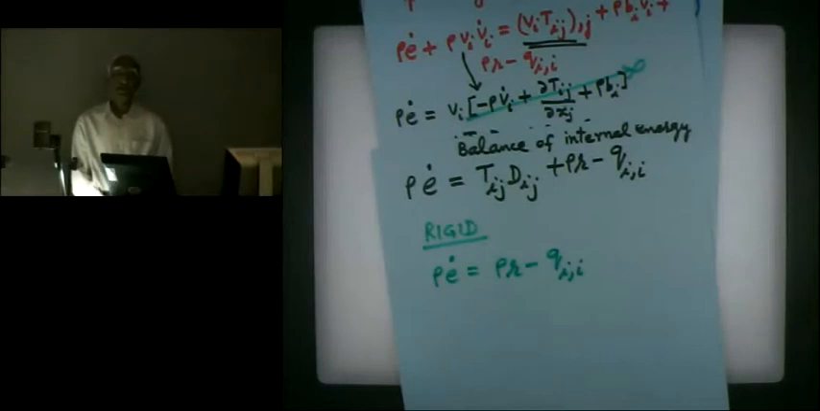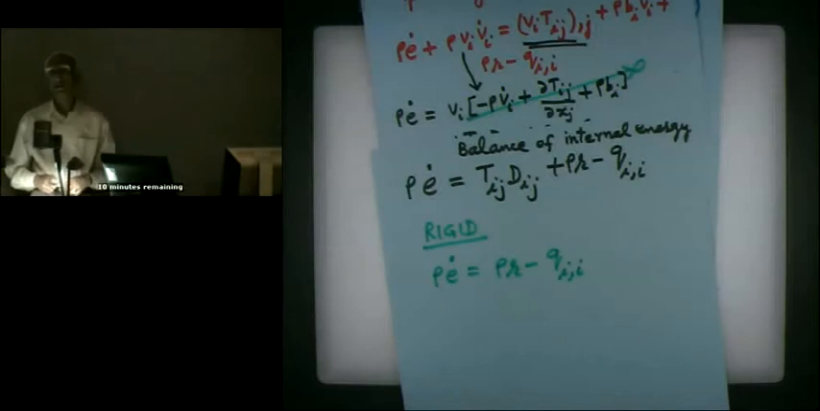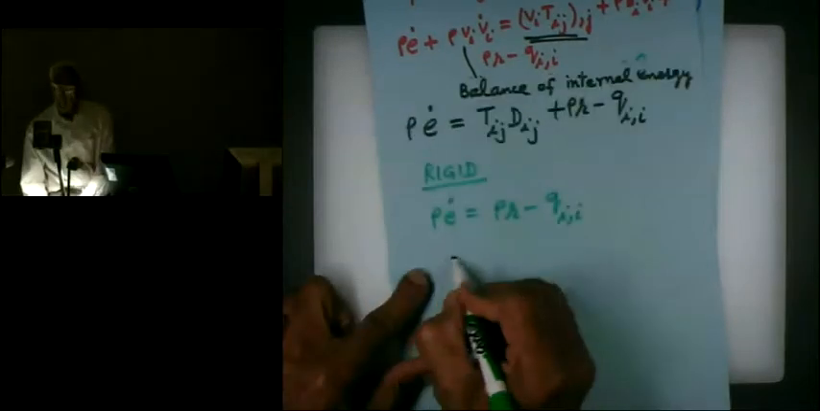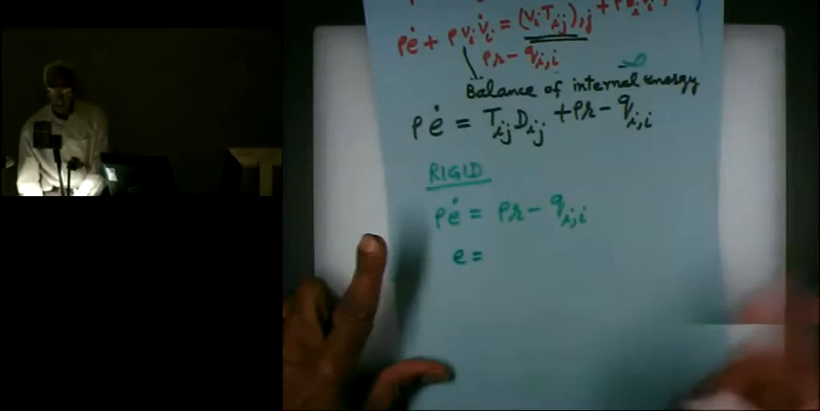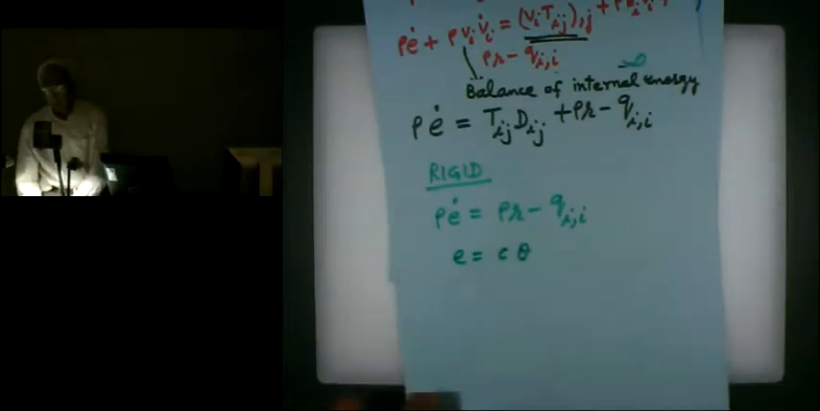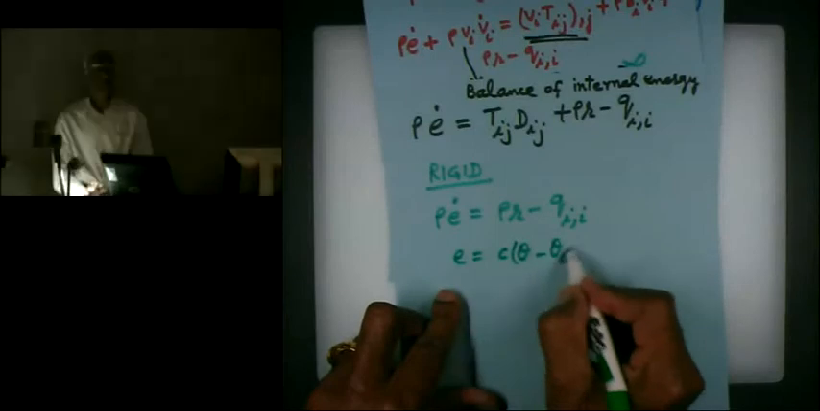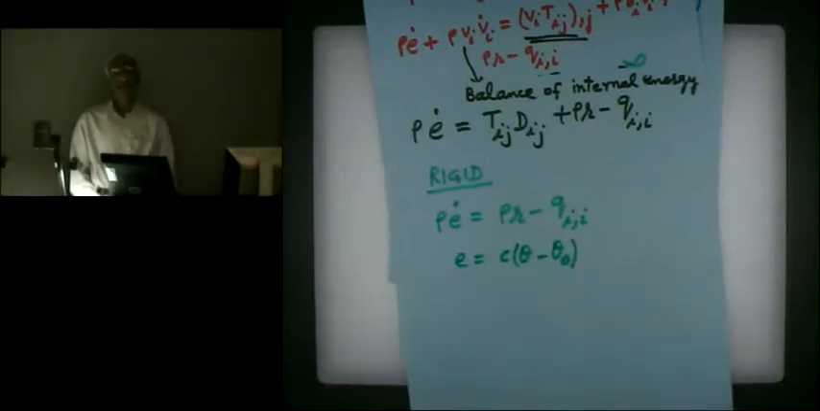Now how can the internal energy of a rigid body change? Actually, one of you at Wake Forest already answered that question. The internal energy of a rigid body can change because of change of temperature. Internal energy of any body can change because of change in temperature, but internal energy of a rigid body can change only because of change in temperature. So E, if we take a simple constitutive equation, E equals C times (theta minus theta 0), where theta 0 is the reference temperature. And what is C called?